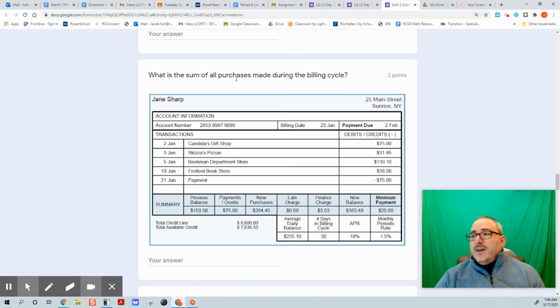What is the sum of all purchases made during the billing cycle? All right, now you could add all these up, but perhaps you already know that new purchases is adding all the purchases made during the billing cycle. So it should be $284.45. That should be right there. And you could have figured that out by adding them all up, right?